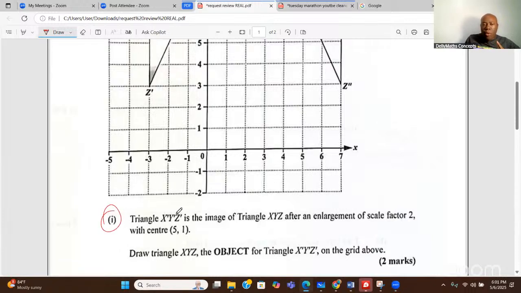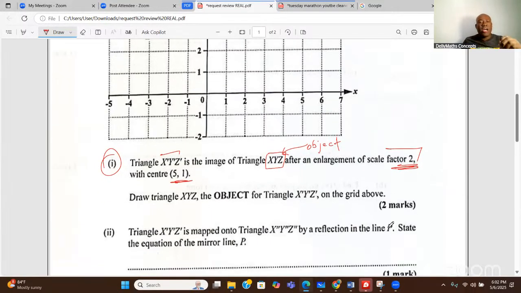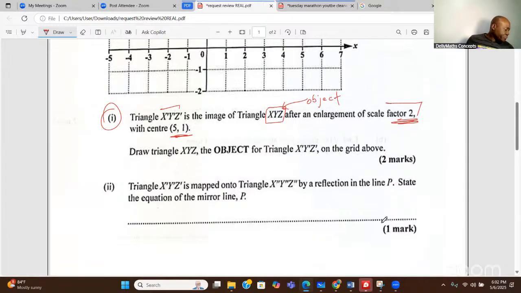The first one says triangle X prime, Y prime, Z prime is the image of XYZ. So XYZ was not given; this is the object. We are told that X prime, Y prime, Z prime is the image after an enlargement of scale factor 2, and the center is 5, 1. So this is an enlargement, the scale factor is 2, and the center is 5, 1. We're going to use that information to respond to this.